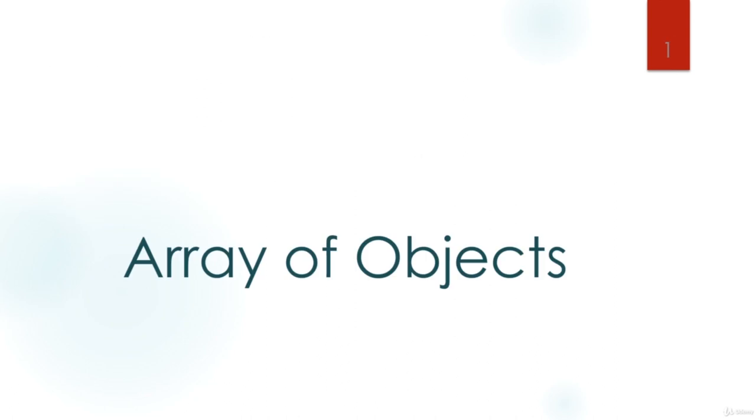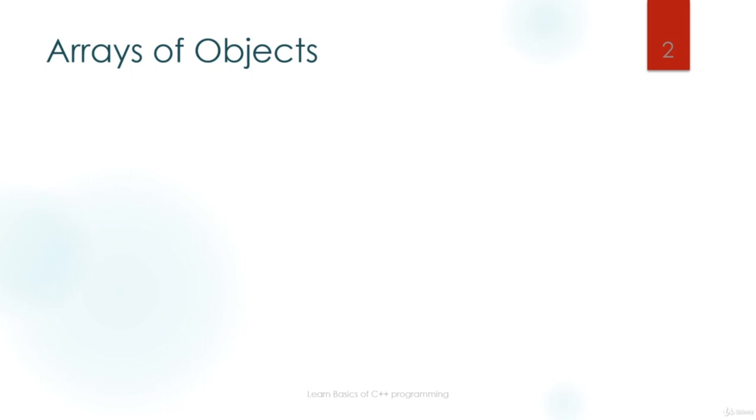In the last lecture, we have seen how to create the objects. In this lecture, we will be studying how to create the array of the object. Array of the object. An object of the class represents a single record in the memory. What happens if we want to have more than one record of a class type? At that time, we have to create the array of the objects.